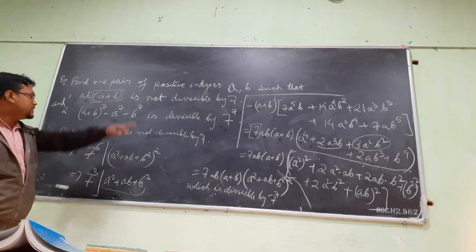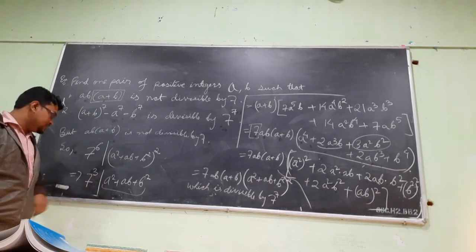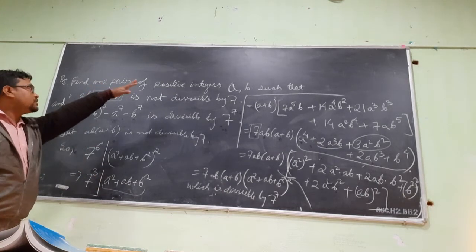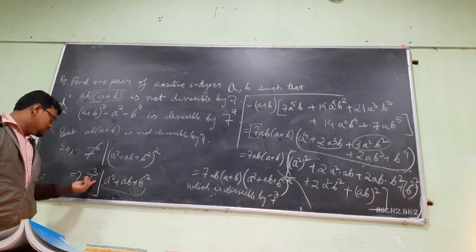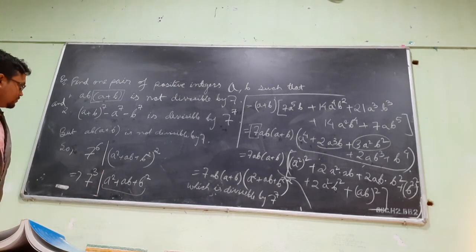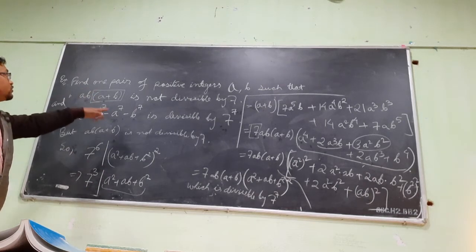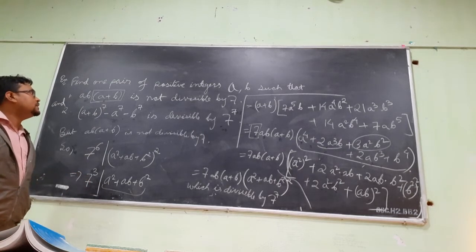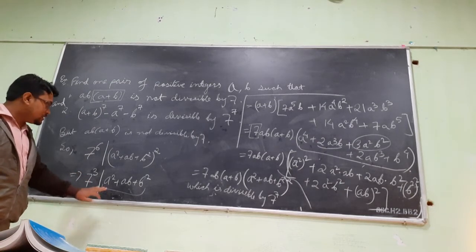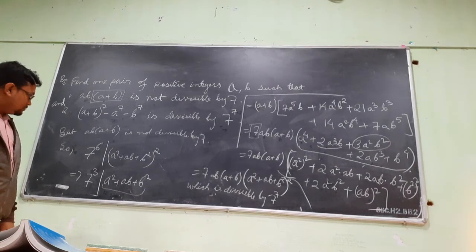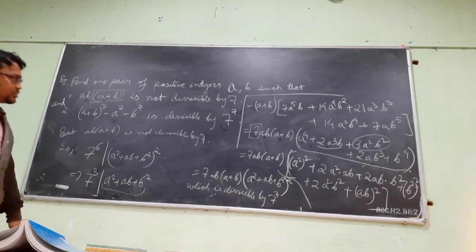And these are all positive integers, so k will be a positive integer. Accordingly, we are asked to find only one pair of positive integers. So we can try with k equal to 1, k equal to 2, like this, some easy values. We are not asked to find all pairs. Can we show that there are more possible? Yes, in fact there are more possible.